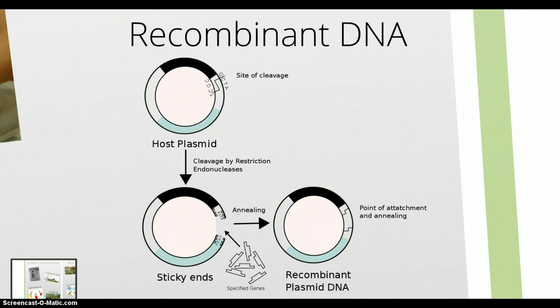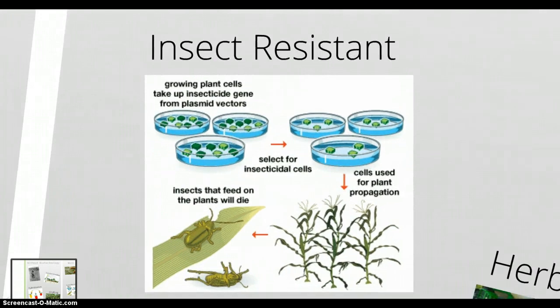So ultimately, you're ending up with a plant that kills the insects that feed on it. So in this diagram, you can see these plants are taking up the insecticide gene. You're making sure some of the plants aren't going to take up the gene, so you're going to get rid of them and you're only going to keep the ones that do take up the gene. And then you're going to grow those plants, and then the insects that feed on them will die.